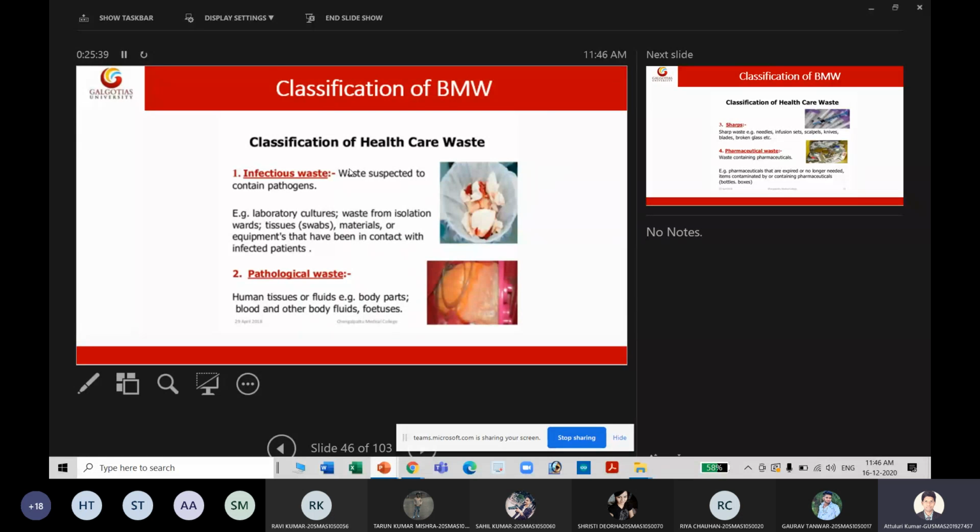Pathological waste includes fetuses. A pregnant woman came and she got an abortion. Abortion means the unborn baby will be discarded, and that unborn baby is called a fetus. So fetuses, body fluids, and body parts are pathological waste. Pathological waste includes human tissues or fluids.